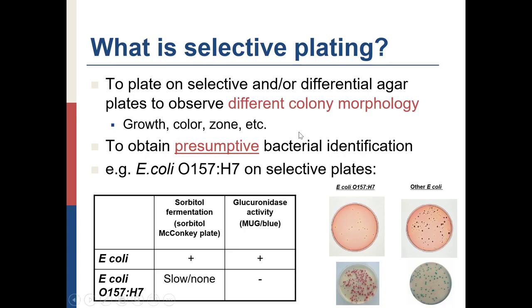That's going to allow you to differentiate between the two of them, and this is going to give you a presumptive bacterial identification. If you see the red and a little bit of growth, then you have a good idea of whether or not it is E. coli O157:H7 or just normal E. coli, but it's not going to give you a definitive answer.